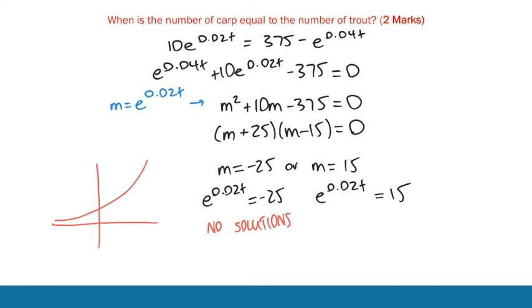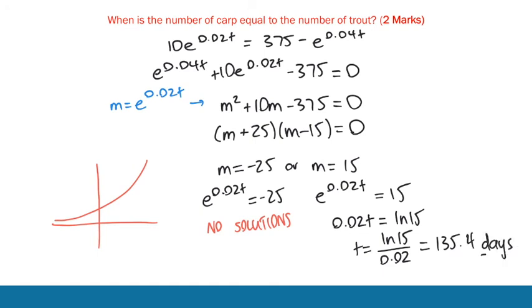It's the right-hand equation we care about, and again, we're taking a logarithm and then dividing. This process of using a logarithm to cancel an exponential and then rearranging is really common. You need to know how to do this. And we pop that into the calculator and we get 135.4 days. Notice I'm putting units. That's really important to make sure that the marker knows that you know what you're doing, that you're responding to the question properly. So it's after that many days that the number of carp is equal to the number of trout. So that's the answer to this question.